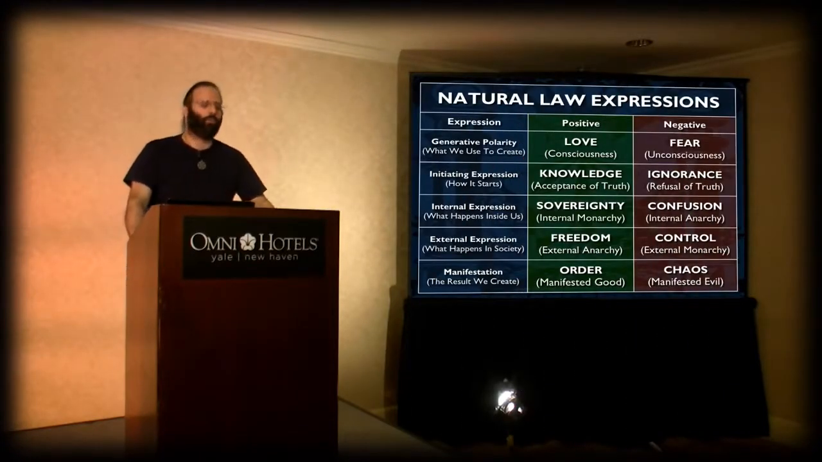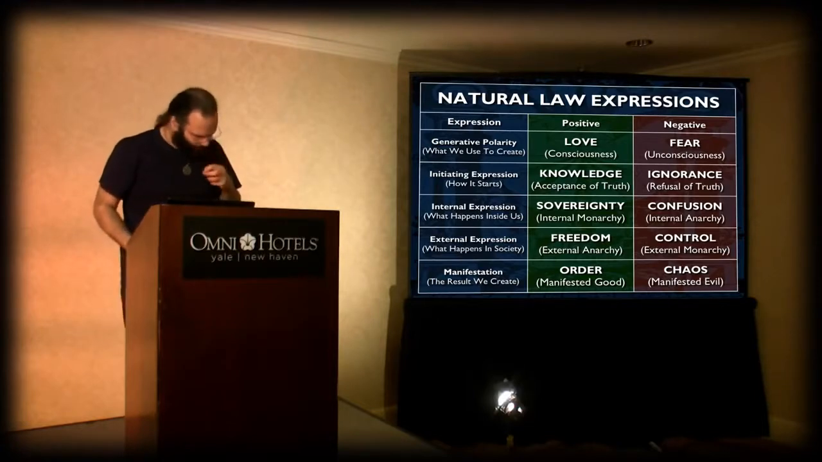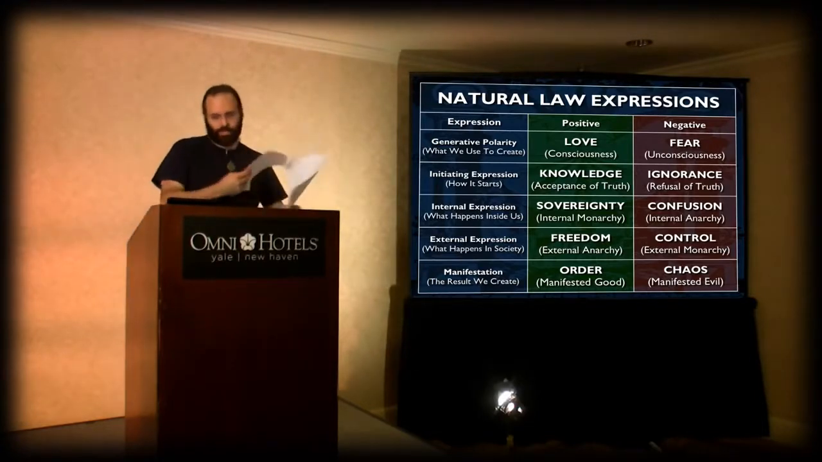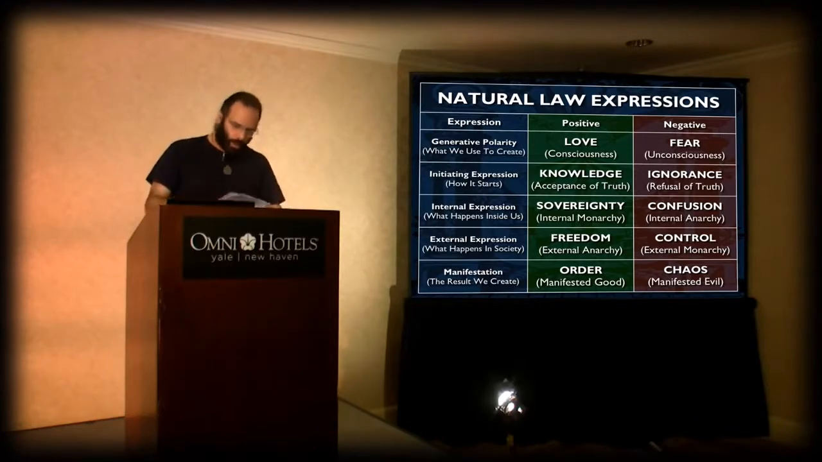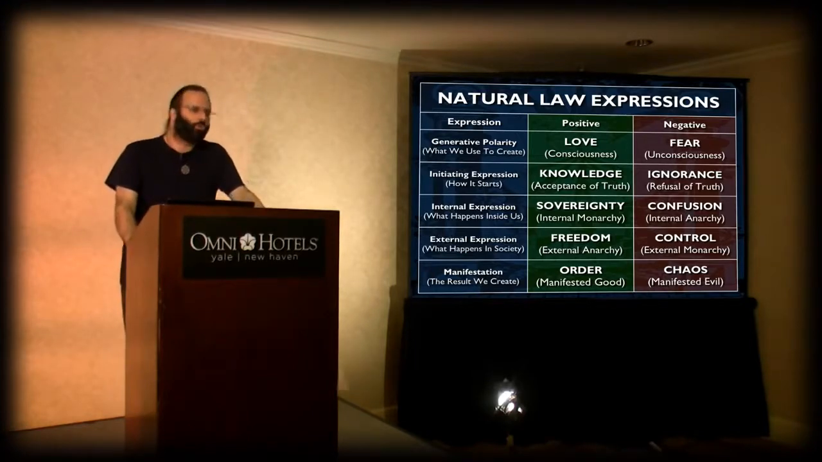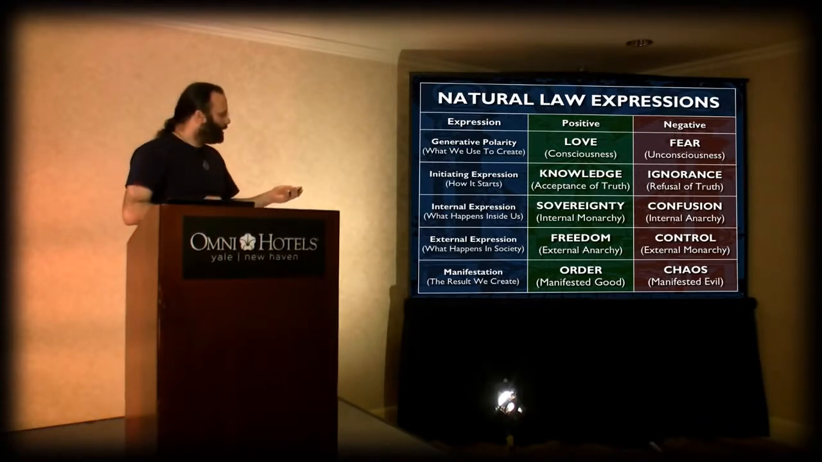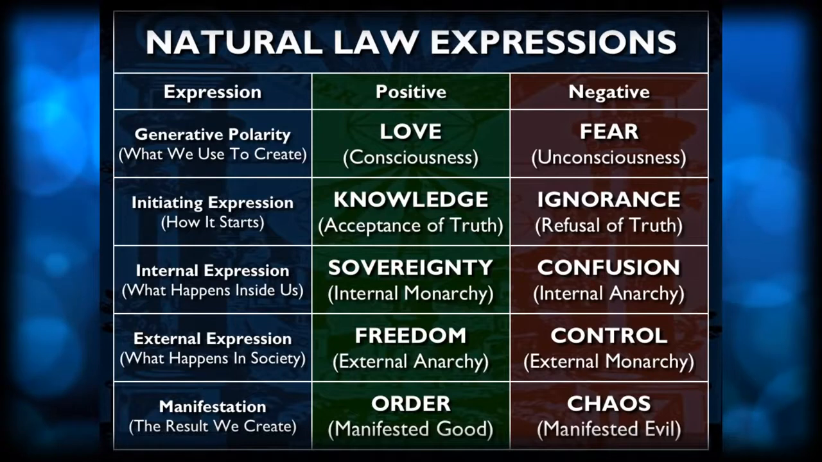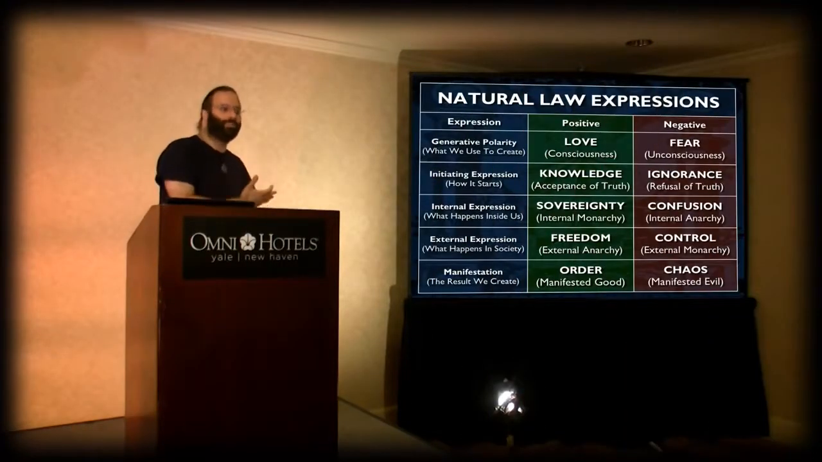So that's our chart. And one last thing I want to say about it is that the manifestations or the expressions of natural law are what I would call unilateral. They don't cross into each other, okay? There's no such thing as, well, I've accepted the truth and I've developed knowledge, so now I'm in a state of confusion. It doesn't work like that. Okay? You can't go from ignorance to sovereignty, to the understanding that you're sovereign.